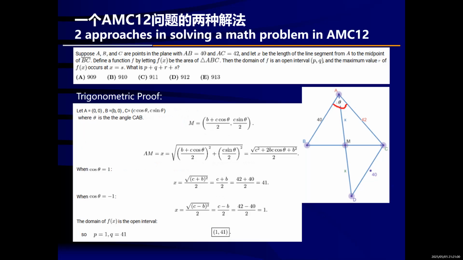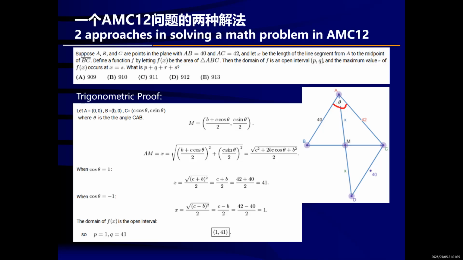We can easily calculate the coordinates of the midpoint M. Once we have the coordinates of M, we can easily calculate x, which is the square root of the square of (b plus c cosine theta) divided by 2 plus the square of (c sine theta) divided by 2. After simplification, we get the square root of (c squared plus 2bc cosine theta plus b squared) divided by 2.